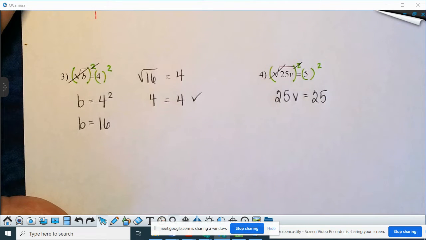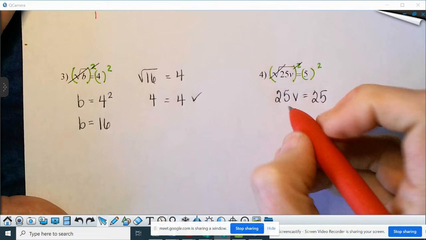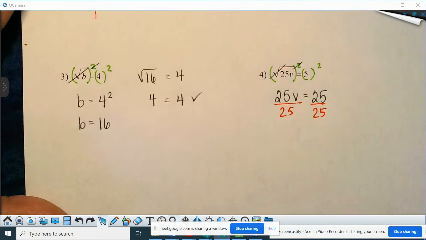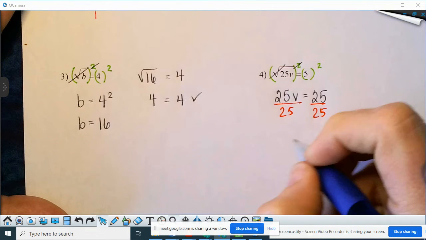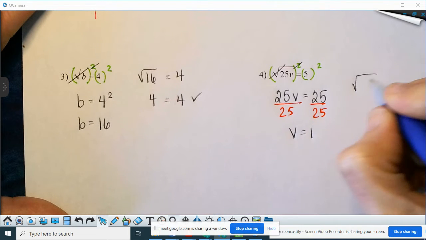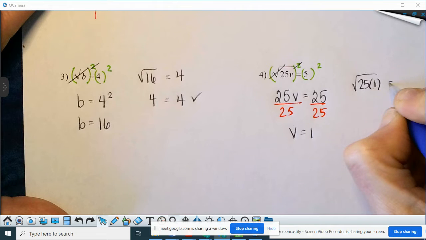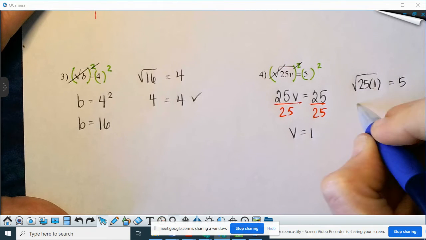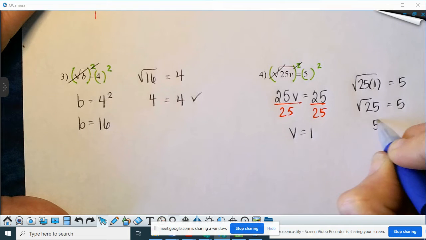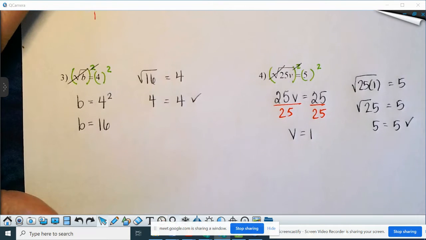We need to get v by itself. So that's 25 times v. So we're going to divide by 25. And in this case, v is going to indeed equal 1. And again, you can check it no matter how big and crazy they get. 25 times 1 is just going to be the square root of 25. And the square root of 25 is indeed 5. So we did that one right.